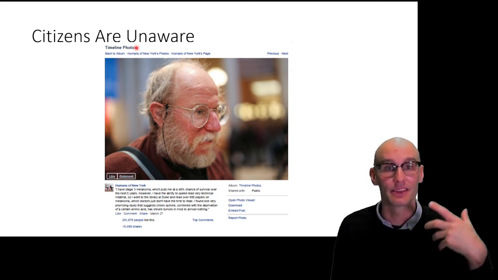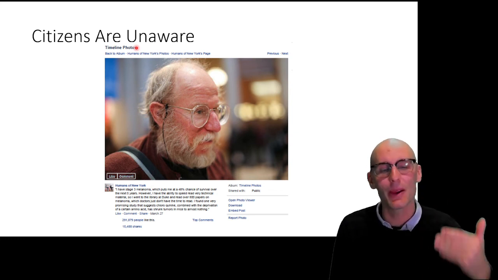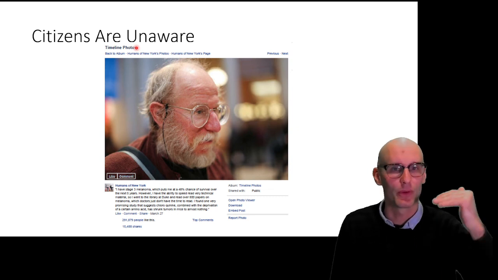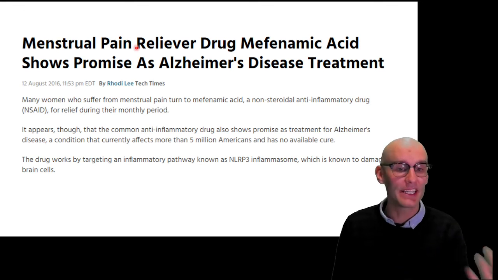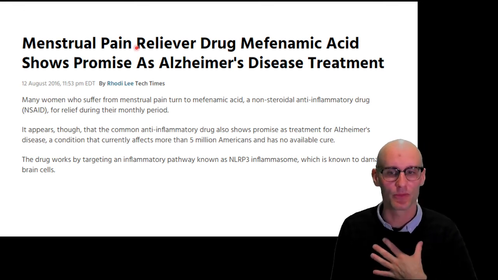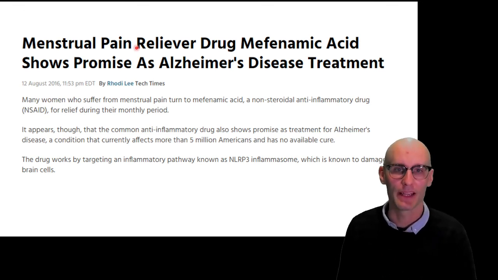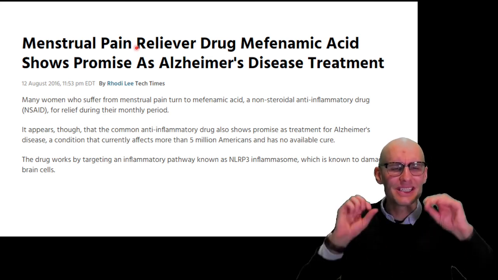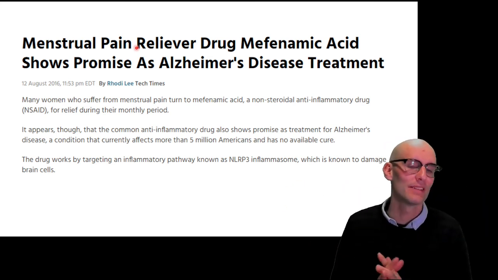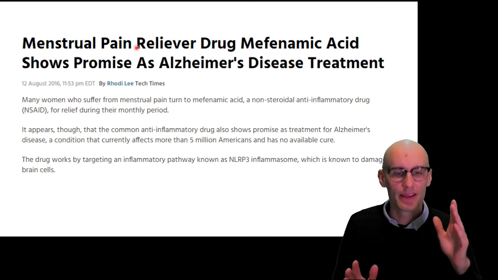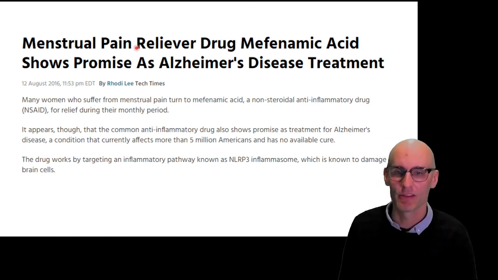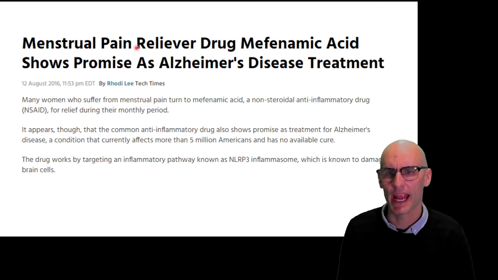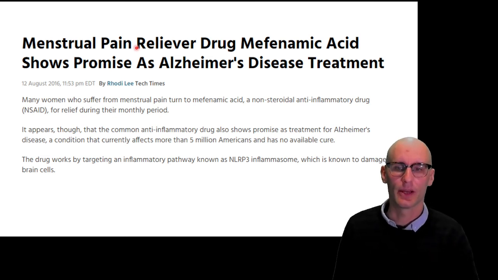And what I think it does is it ultimately undermines science, because every day we read in the paper, we've cured cancer, we've cured Alzheimer's disease, but it's almost always in mice. And I've actually been a part of this. So I published some research about mice using mefenamic acid to treat Alzheimer's disease. And there were terrible headlines all over the world. One said 39-cent pill for menstrual pain cures Alzheimer's disease. That was the headline. Here's another one: menstrual pain reliever drug, mefenamic acid, shows promise as an Alzheimer's disease treatment.